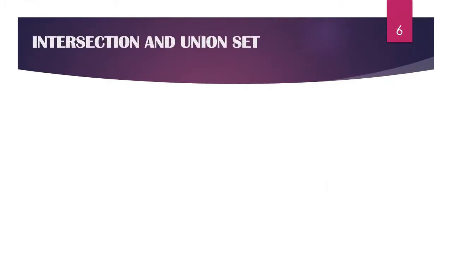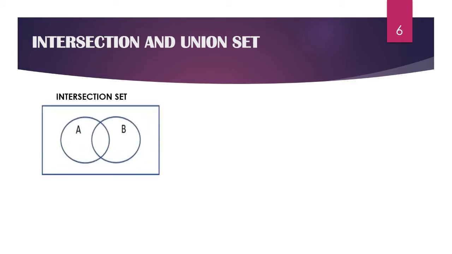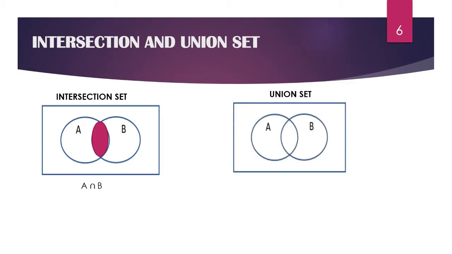Intersection and union set. Look at the diagram. Set A, set B, and the intersection. So A intersection B. Union set: set A, set B, set A combined with set B. So we can write A union B.